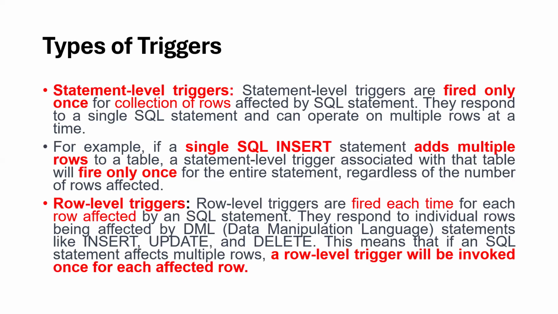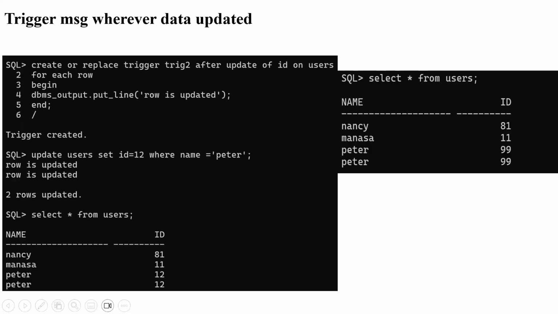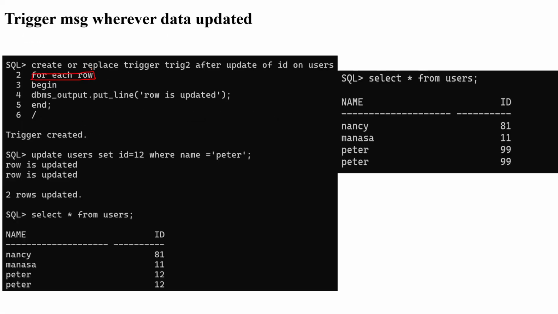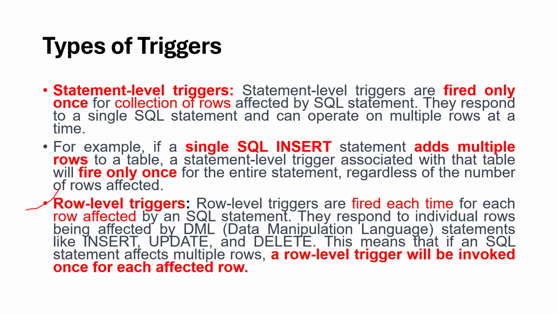So this part is called a statement level trigger. If you give this particular line, that will give you a row level trigger. If this line is not given, it will give you a statement level trigger. The row level triggers are fired each time for each row affected by the SQL statement. Whenever there's a change in a row, the trigger will fire.